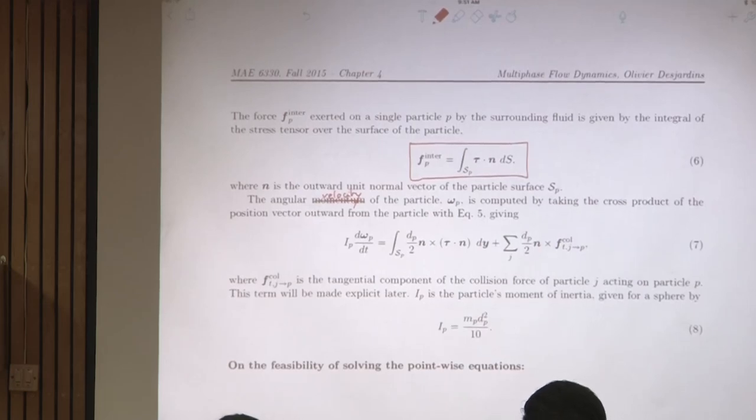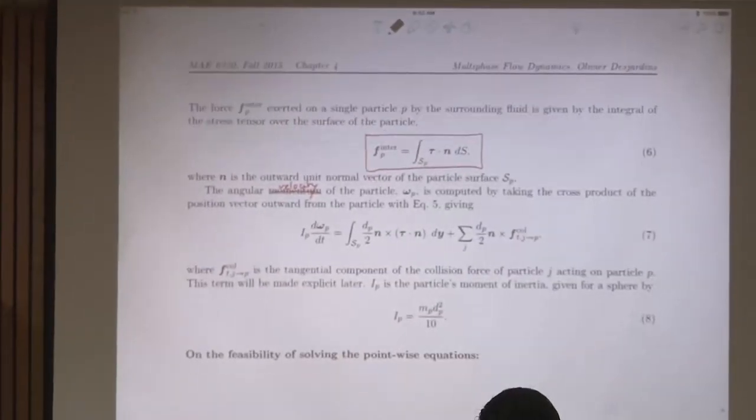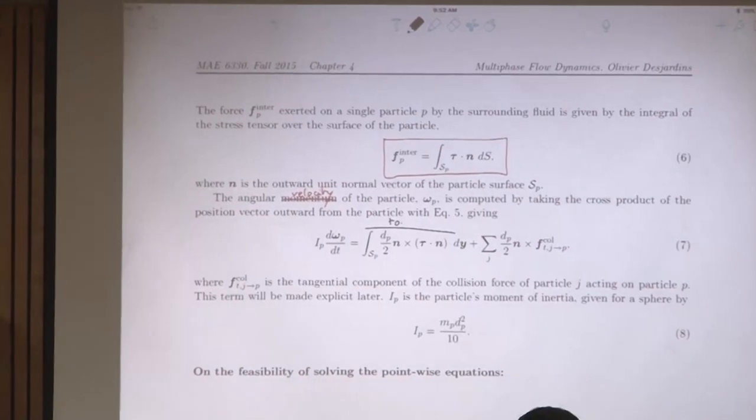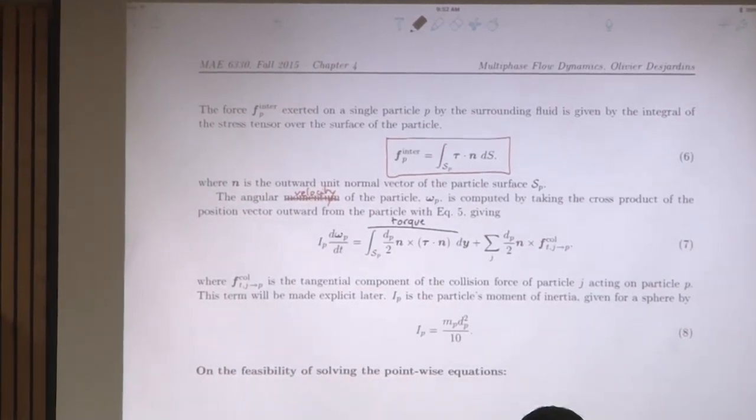So again, all this is closed under the assumption that someone doing contact mechanics tells me how to write a collision. Okay, but this is not fluids anymore, so I'll assume that we can get that from somewhere else. So this is the torque from the flow, and this is the torque from collisions.